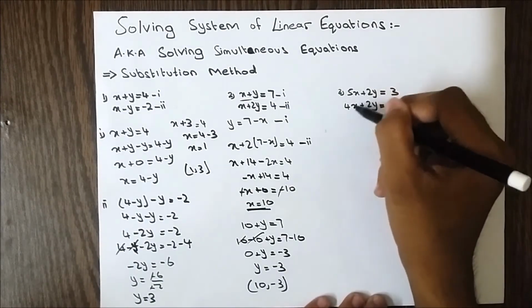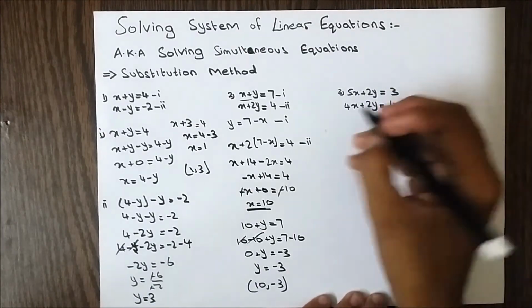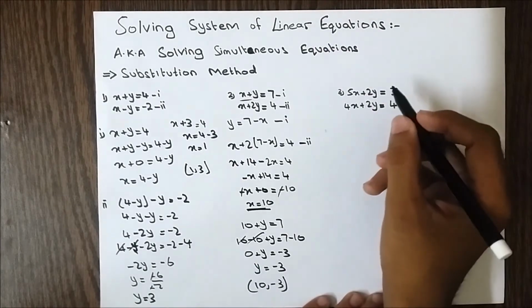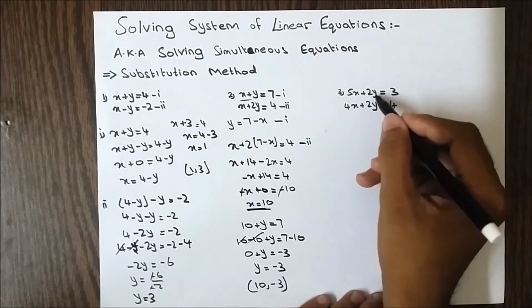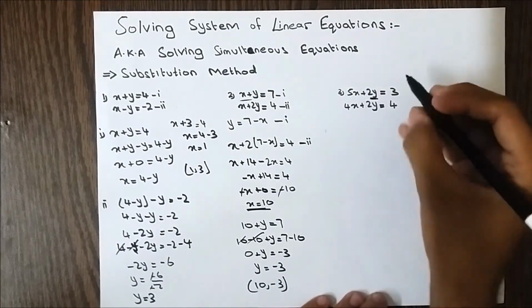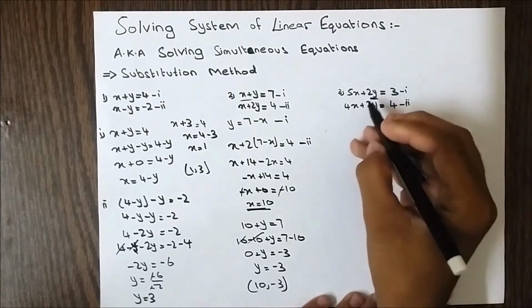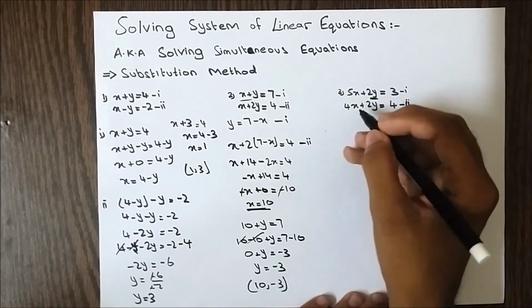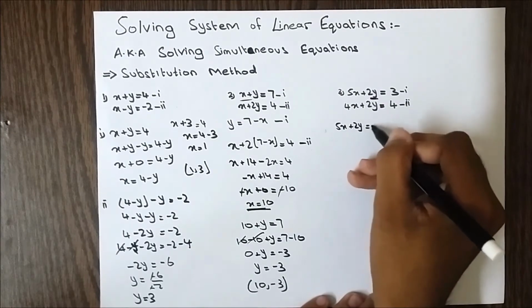Here we have all the terms being multiplied with one variable, so it's difficult to make one subject. Let's take an equation and make this y the subject. Let's make y the subject of this equation 1. This is equation 2. Okay, so 5x plus 2y equals 3.